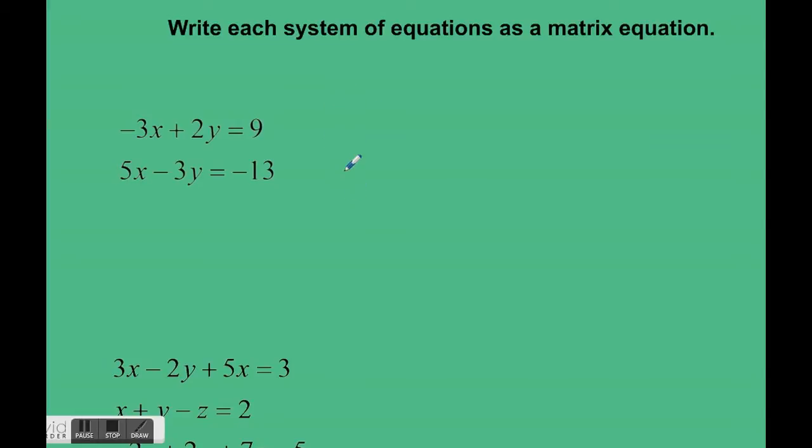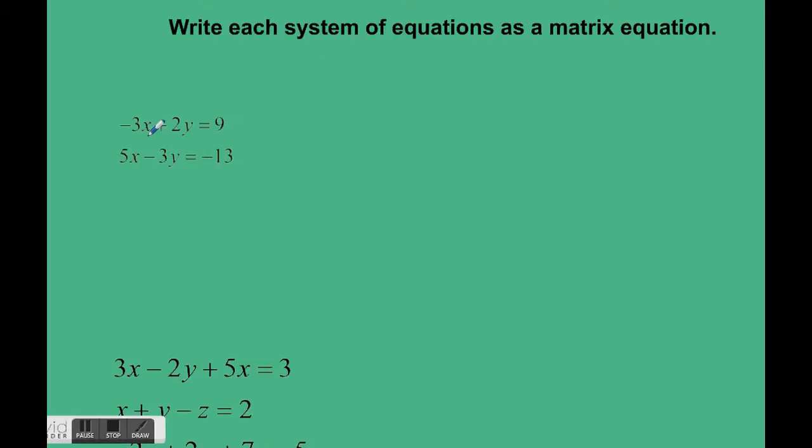The first thing I'm going to do is create a matrix using the coefficients from my equation, negative 3, 2, 5, and negative 3. This is similar to a 2 by 2 matrix that we would have created while we were doing Cramer's rule. Next, I'm going to multiply my 2 by 2 coefficient matrix by a 2 by 1 variable matrix using my variables x and y from my system.